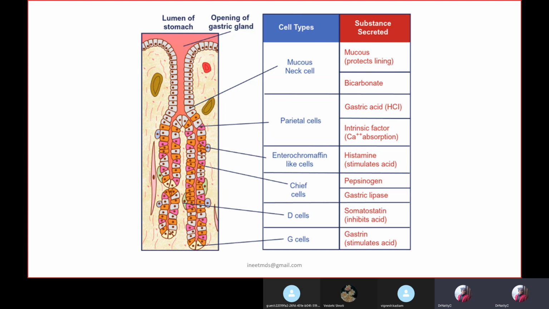Then we have the D cell, which secretes somatostatin, and this helps in inhibiting the acid. Then we have the G cell, which secretes gastrin. This stimulates the acid. So the D cell and the G cell have opposite effects.